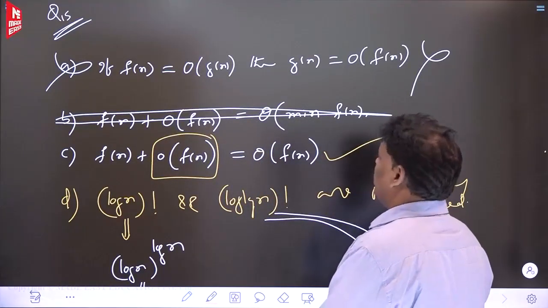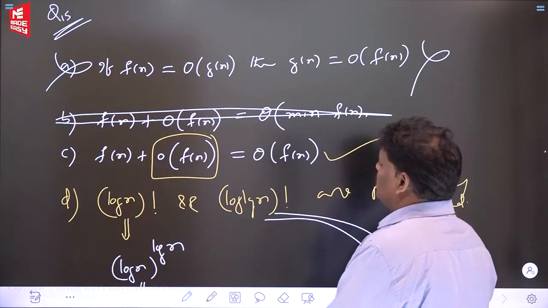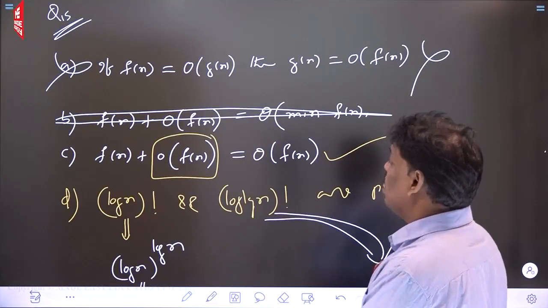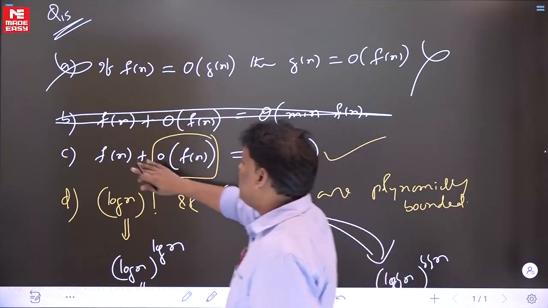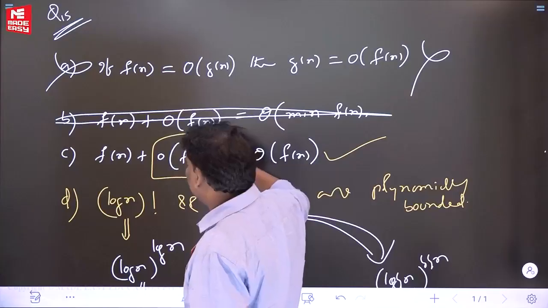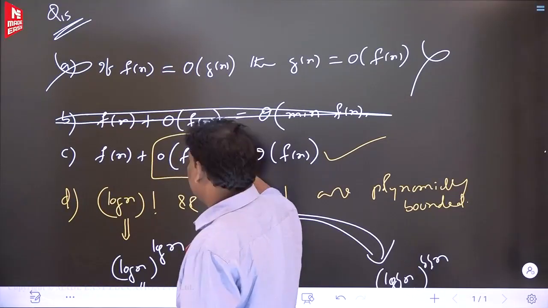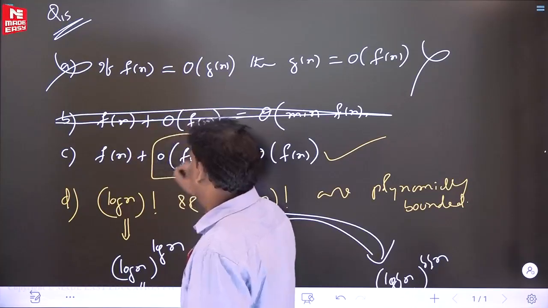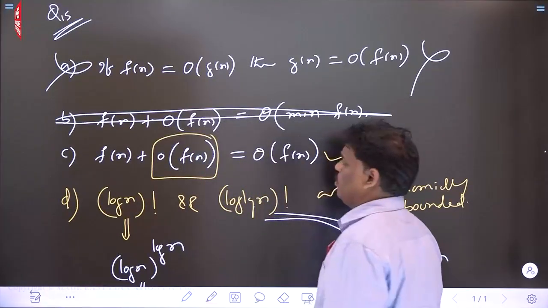Option B, something is wrong in the problem itself, in option B. Option C, f of n plus small o of f of n. Try to remember, here the equality is there, here the equality is not there. For small o, f of n is a strict upper bound, which means the small o term is less than f of n. f of n plus something less than f of n means f of n is bigger. So it is theta of f of n, no problem.